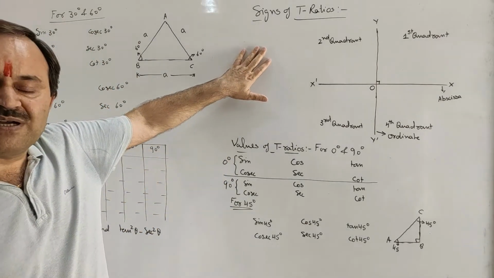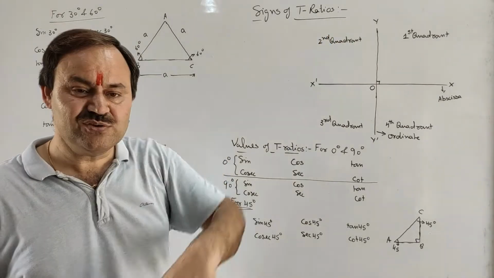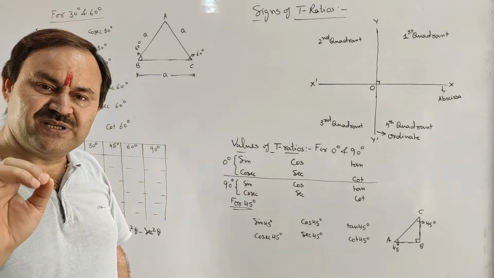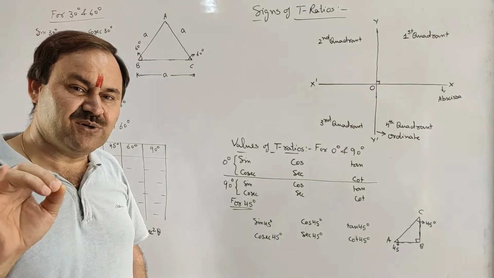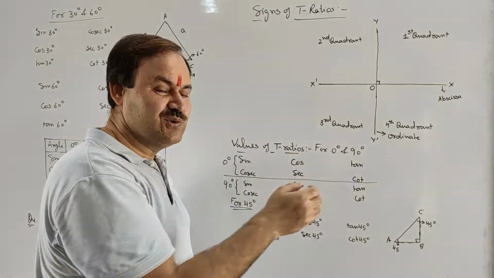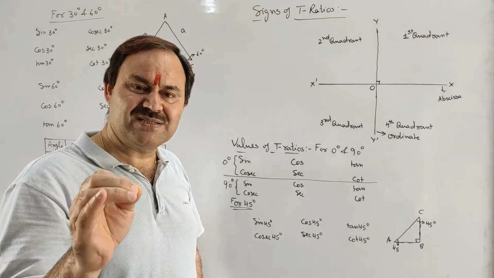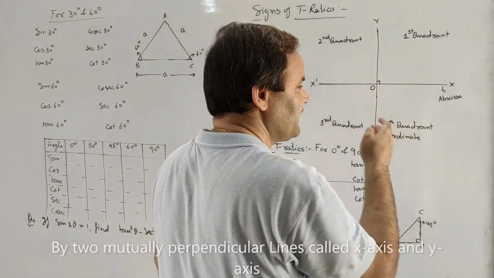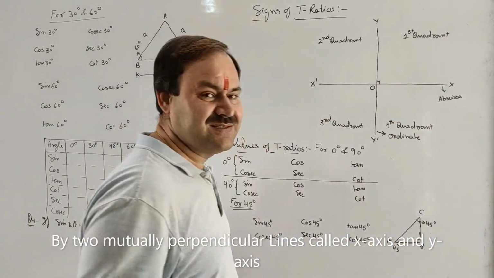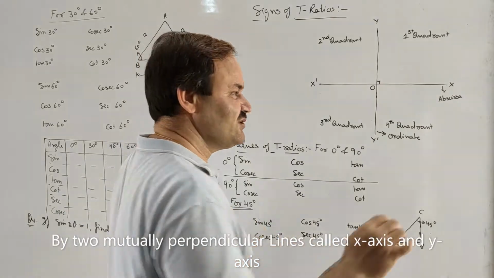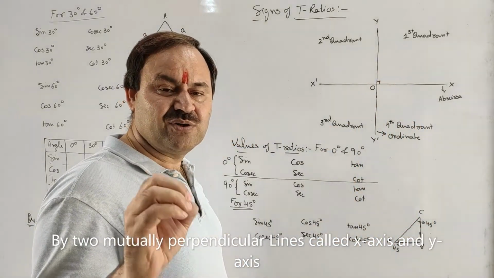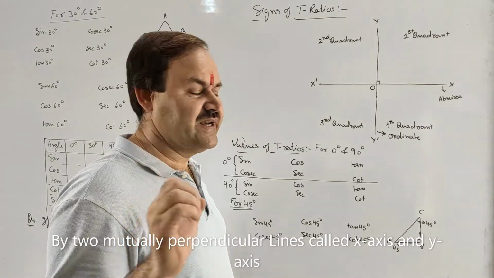Say first we come to signs of T ratios. To determine the signs of T ratios, we must know that a Cartesian plane is divided into four equal parts by two mutually perpendicular axes. Out of this, the horizontal axis is called x-axis or abscissa, while the vertical axis is called y-axis or ordinate.